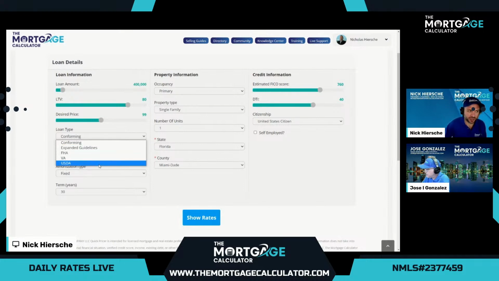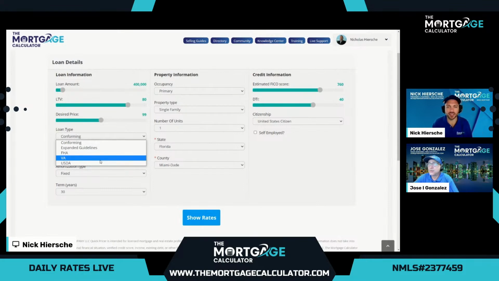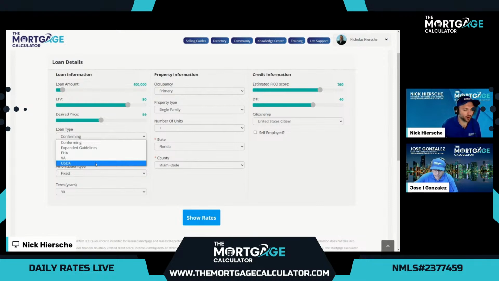We also offer VA and USDA. Remember, VA is only for our eligible active service members and veterans. If you do happen to be eligible, let us know. We'd be happy to quote it, no problem. And same with USDA. That's only for properties that are eligible in a USDA eligible area. If you happen to be shopping for one of those, let us know and we'll quote it up for you.